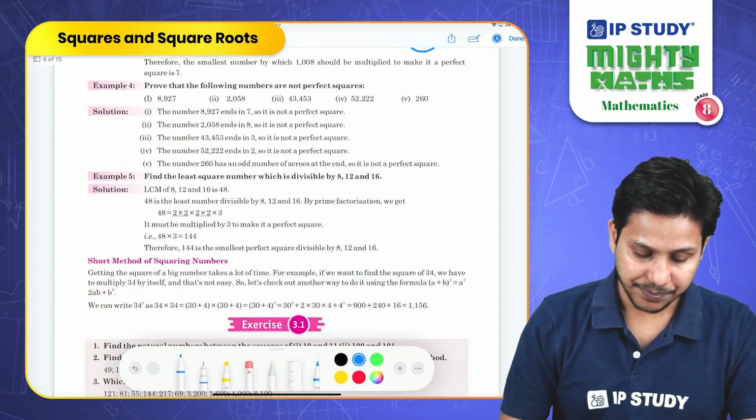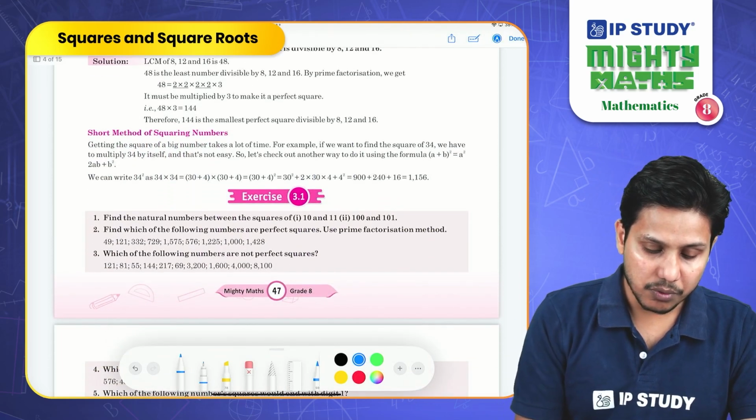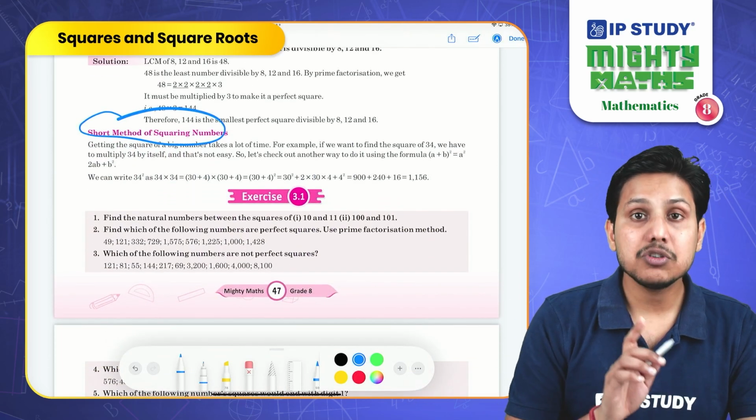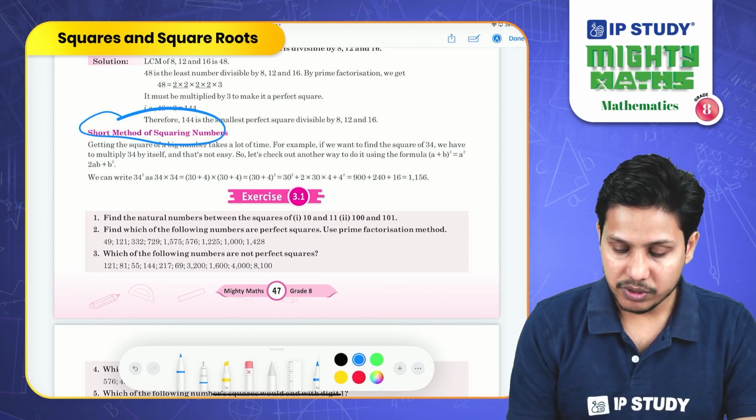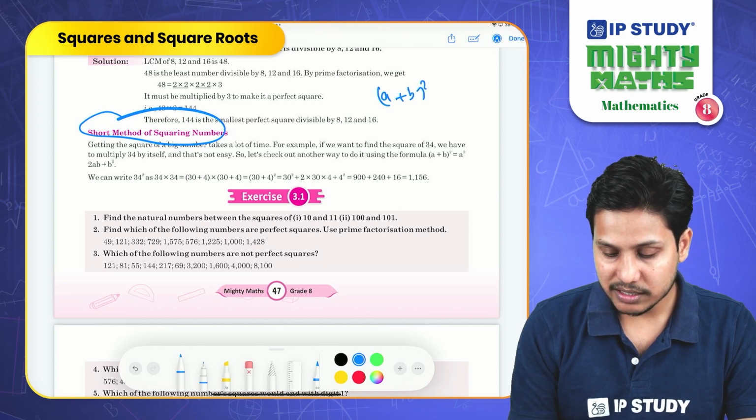Yes. Now how to find the square of a number using a shortcut method? So we know that a plus b whole square is equal to a square plus 2ab plus b square.